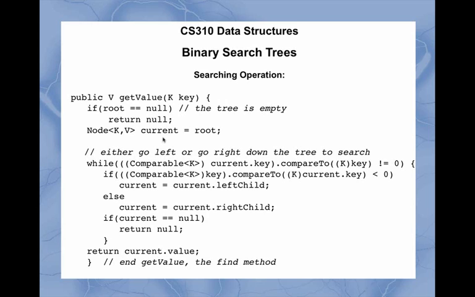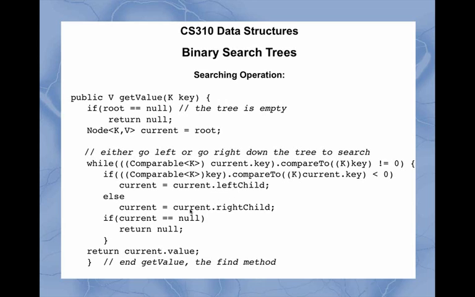Then we set a pointer equal to root. Altering the root variable would of course change the tree, which is not what we want to do for a simple search. So now we have the test at the top of the loop: while the current key is not equal to the k key, so the key at current is not equal to the key we're looking for, we have to either go left or go right. So if the key we're looking for is smaller than the current key, we go left.